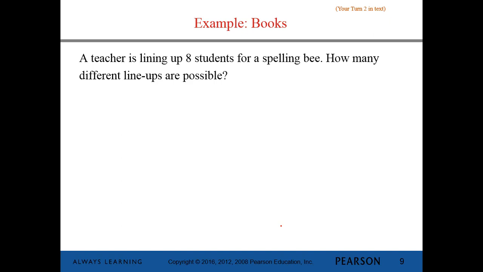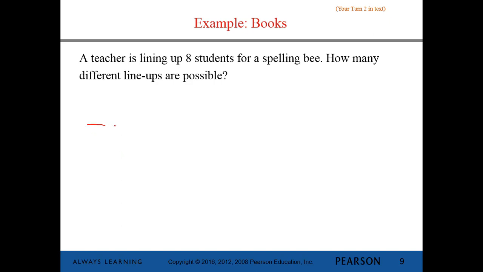So here's another one. Let's say a teacher is lining up 8 students for a spelling bee. How many different lineups are possible? This is a great question. How do we do that? Let's do our dashes and use the fundamental counting principle.